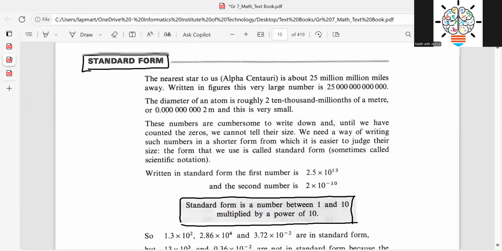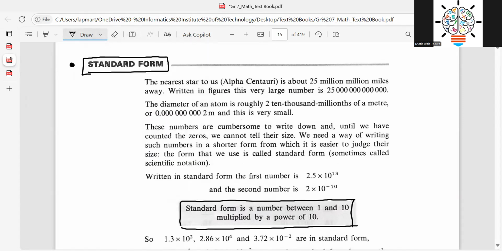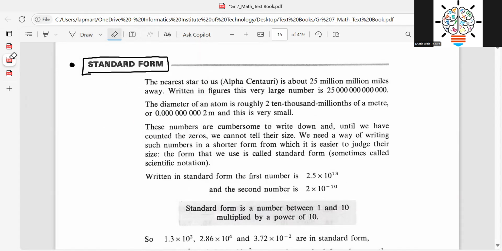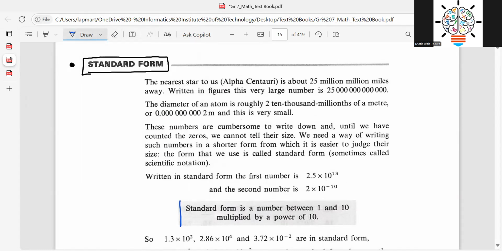Before that, you write the subtopic in black color, then you write your note in blue color. What you're supposed to write, children, is only this part. I will explain what it means. First, copy down this part in your theory book: standard form is a number between 1 and 10 multiplied by a power of 10. Now we'll see how it works.